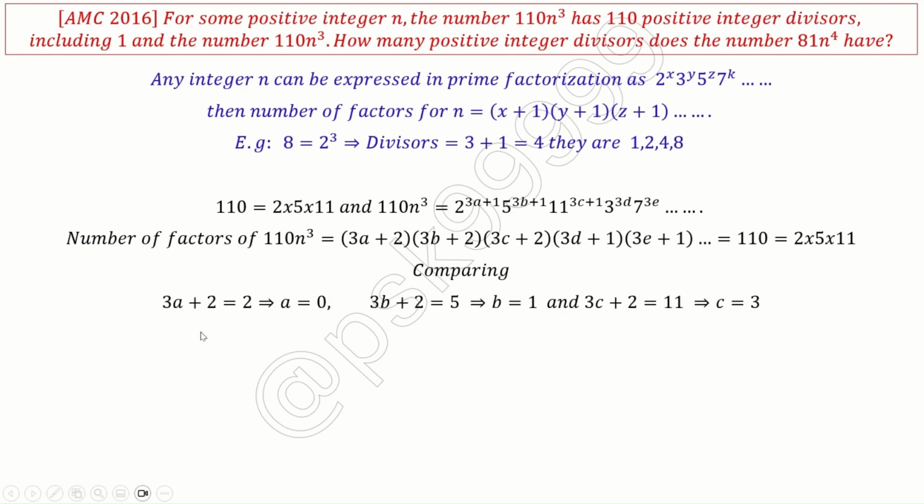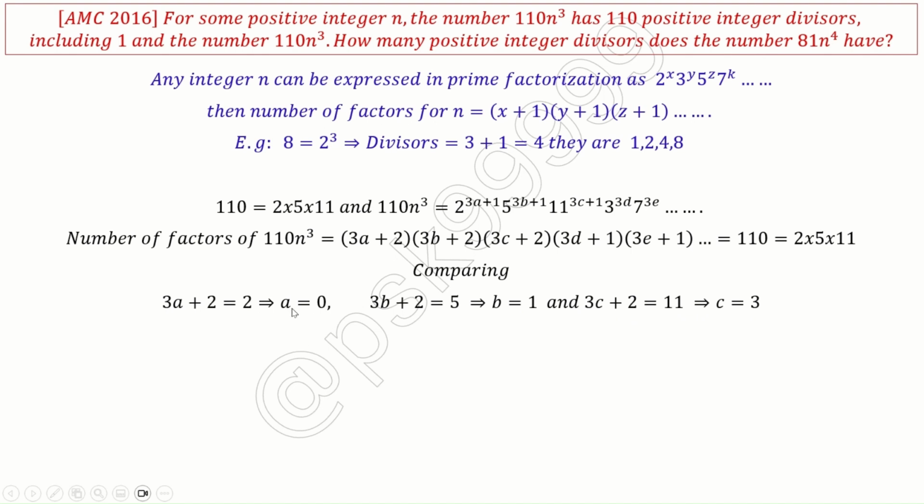Now if you compare, take 3d plus 1 equal to 2, then d will be 1 by 3, which is not possible because d, e, a, b, c are all integers. So any of these with the 3d plus 1 type factors is not possible because you don't get an integral value. The only possibility is 3a plus 2 equal to either 2 or 5 or 11; doesn't matter, I'm taking 2 here. So a equal to 0. 3b plus 2 equal to 5 if I take b equal to 1, and 3c plus 2 equal to 11 if I take c equal to 3. These are the three values possible.